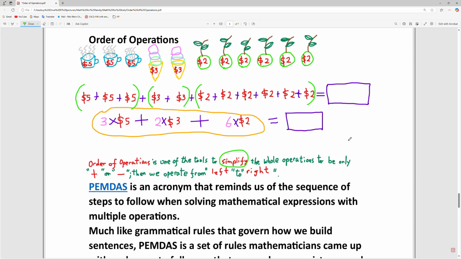And let me tell you, whenever you see a very complicated mathematical sentence, the first thing you have to learn is how to simplify.